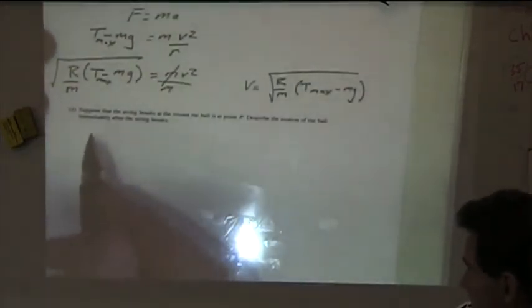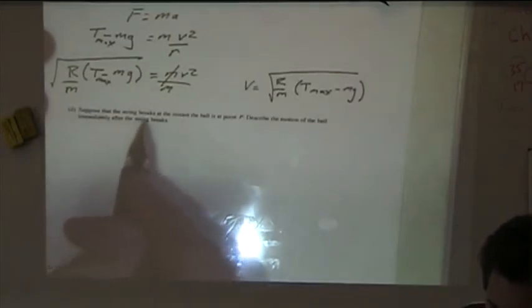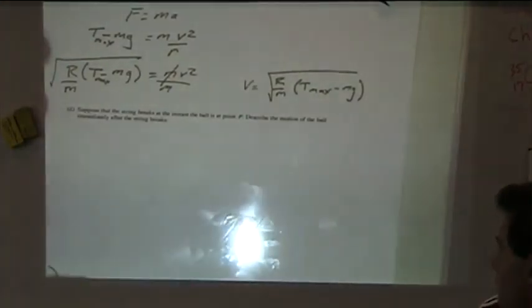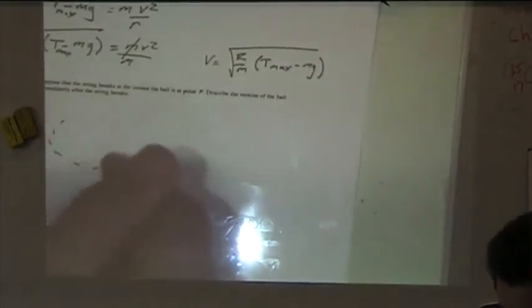As we look at part D, it says, suppose that the string breaks at point P. Describe the motion of the ball immediately after the string breaks. Well, you have to keep in mind that even though we don't have a velocity vector drawn into the picture here, because you don't want to include velocity vectors in free body diagrams, I can come over here and redraw the picture. Point P is at this point right here at 9 o'clock.